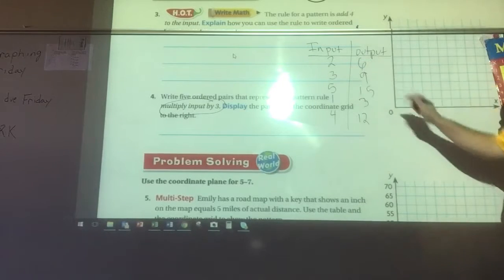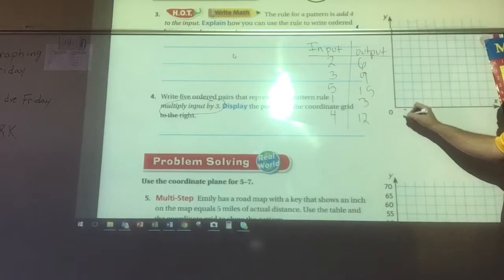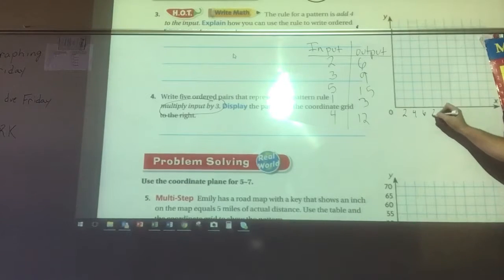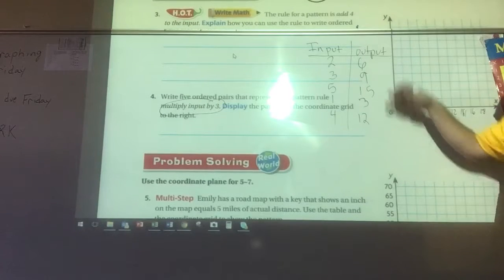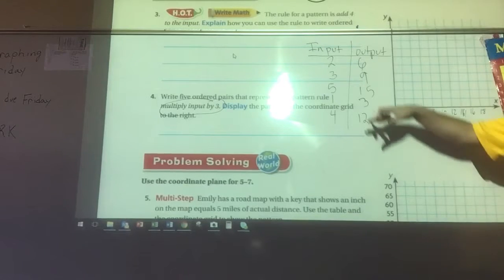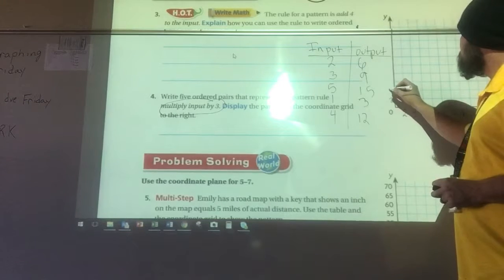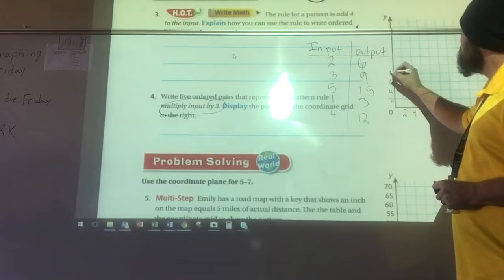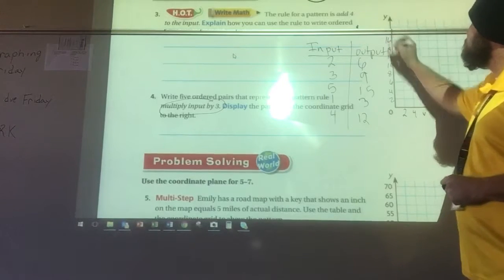It says to graph it, 2, 6, so I'm going to go by 2s here. 2, 4, 6, 8, 10, 12, 14, 16, 18. I'll do the same here because you want the same intervals on the horizontal, on the X and the Y. 2, 4, 6, 8, 10, 12, 14, 16.